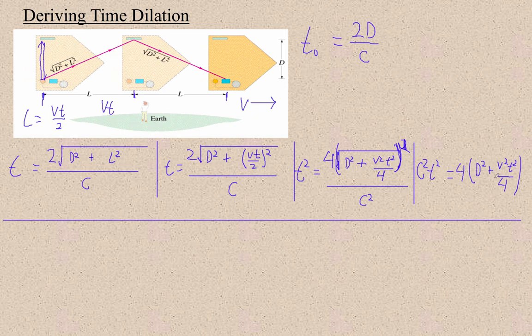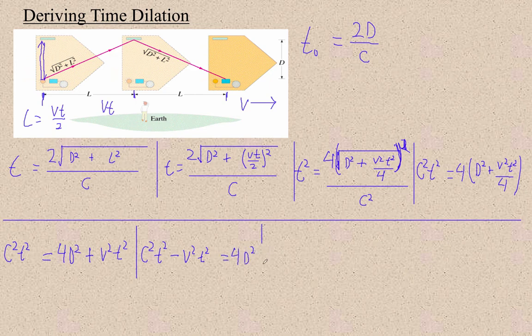Okay, here we go. Now my next thing is, I think what I want to do is distribute this side here. So we have c squared t squared equals, and we distribute this, we get 4d squared. And when we multiply 4d squared times c squared t squared over 4, we just get v squared t squared. All right. We are getting so close. Oh, we got to get the t squareds on the same side. So my next step is to subtract this term from both sides. So c squared t squared minus v squared t squared equals 4d squared.